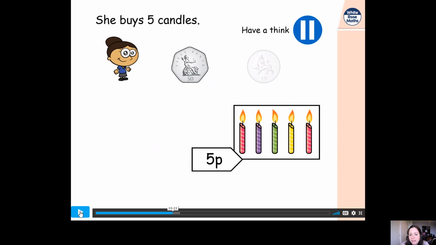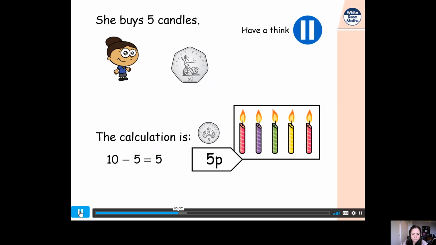The shopkeeper has just been given 10 pence and Dora wants to buy the candles for 5 pence. He's thinking, I've got 10 pence and I need to subtract 5 pence for the candles, which leaves 5 pence. So her change must be 5 pence. And we can check that because 2 5 pences are equal to 10 pence.